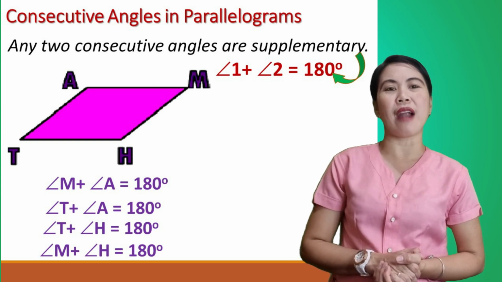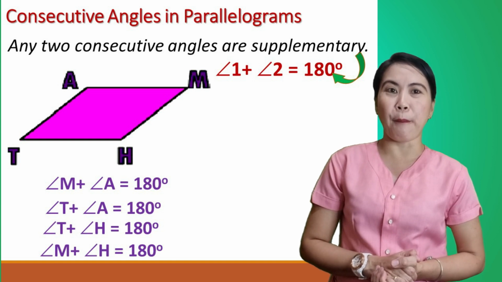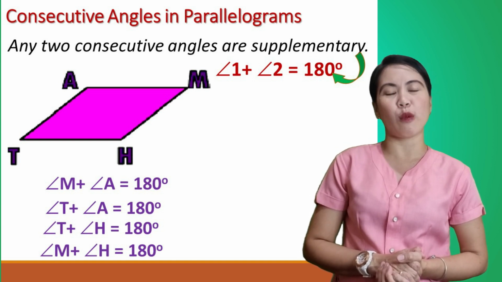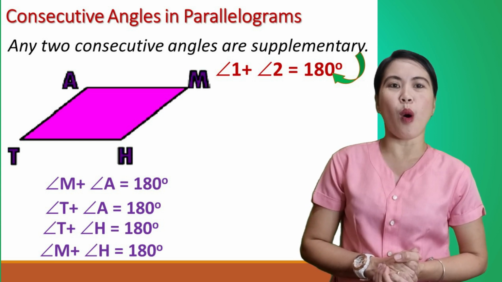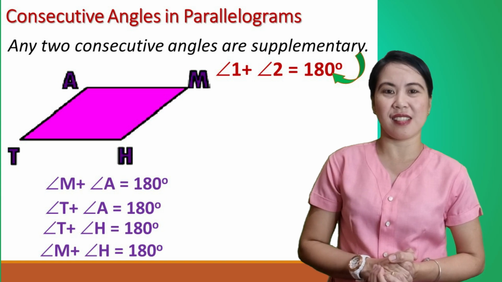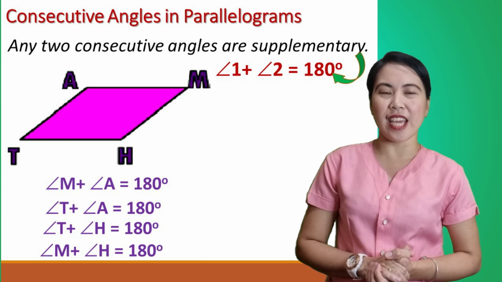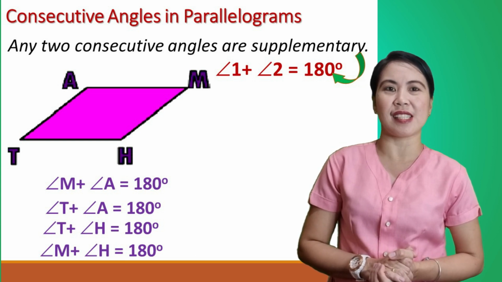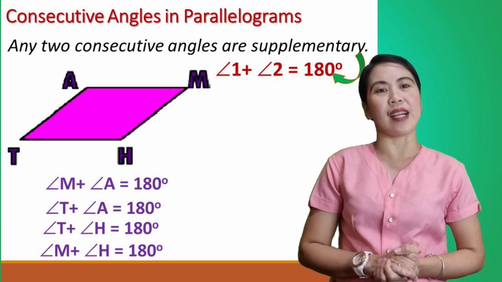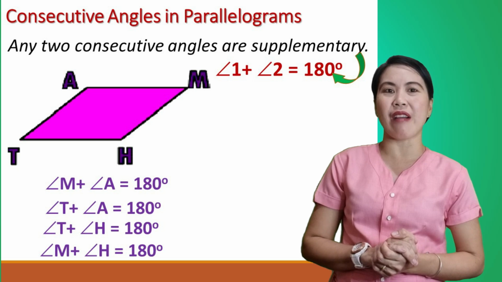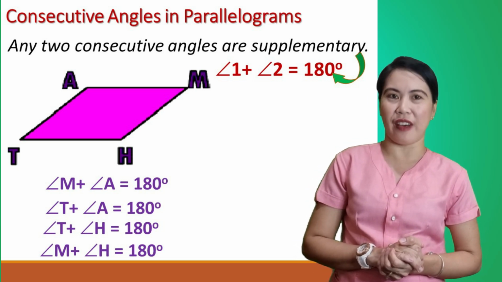So considering parallelogram MATH, angle M plus angle A is equal to 180 degrees since they are consecutive or adjacent angles. Another example, angle T plus angle A is equal to 180 degrees, the same as angle T and angle H, angle M and angle H. Those are all pairs of supplementary angles since they are consecutive angles.